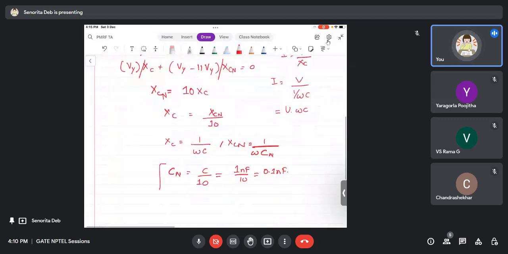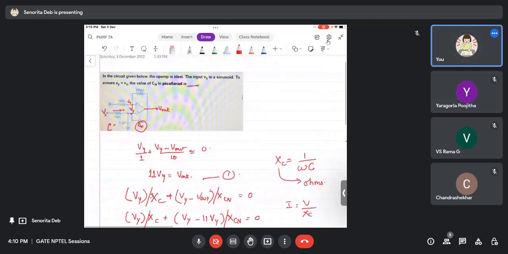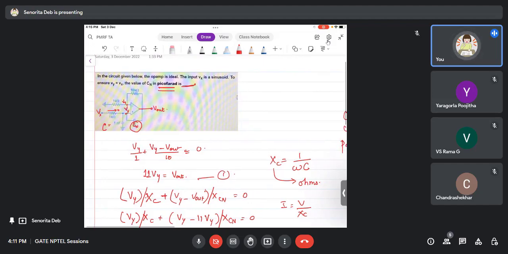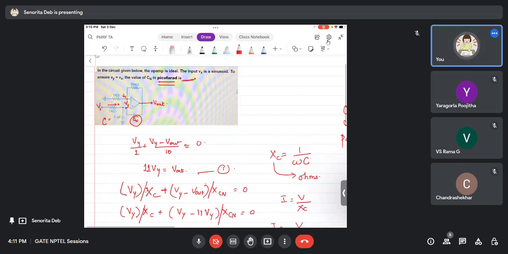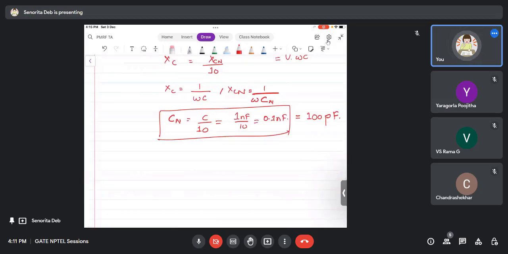One thing which can go wrong is if this is asked as a numerical answer type, which normally these kinds of questions are, and you see it is written as picofarad. So if I now write 0.1 in my answer, this is wrong. The answer was 0.1 nanofarad. So how much picofarad is it? It is 100 picofarad. Okay.